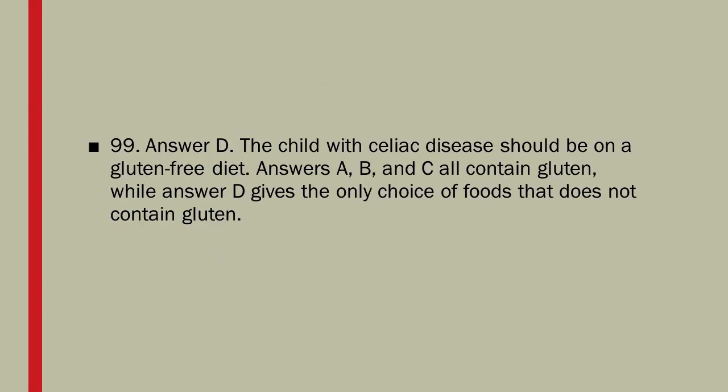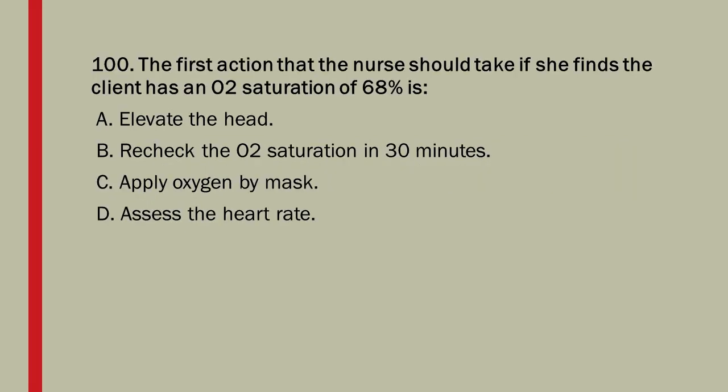99. Answer is D. The child with celiac disease should be on a gluten-free diet. Answers A, B, and C all contain gluten, while answer D gives the only choice of foods that does not contain gluten.